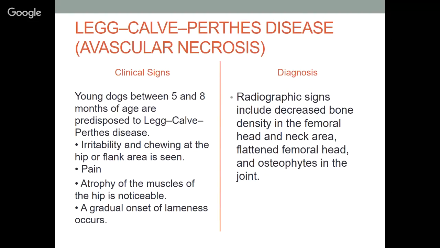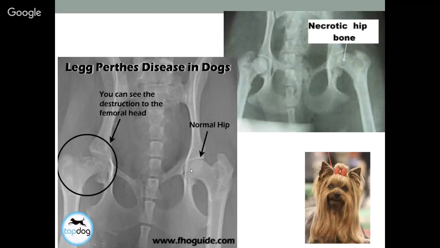X-rays will show us decreased bone density in the femoral head and neck area, a flattened femoral head, and osteophytes in the joint. This is the normal side. This is the destruction of that femoral head. Okay?